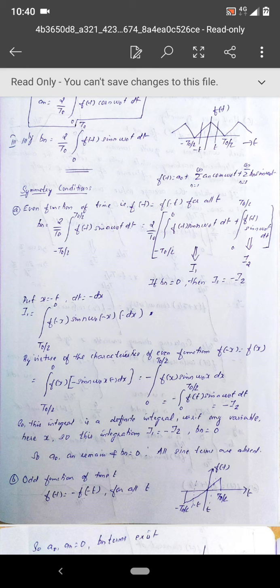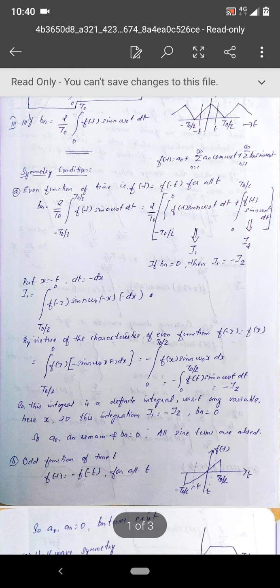So for an even function I have said that all bn terms should be equal to 0. I will just prove that. By definition, bn is equal to 2 by t naught times the integral. I have already made a statement that all integrations will be conducted over the entire time period.